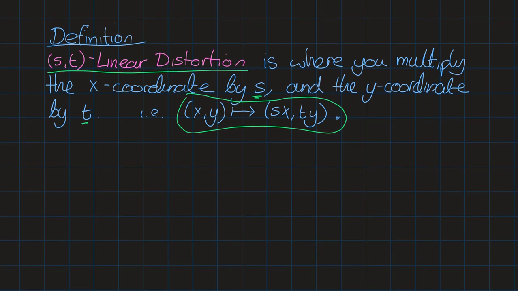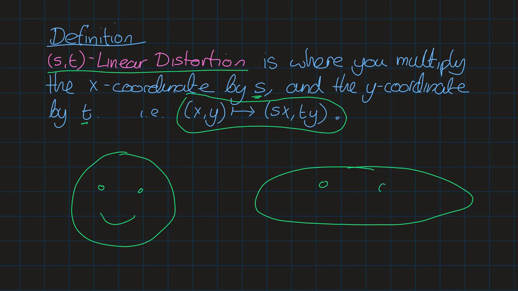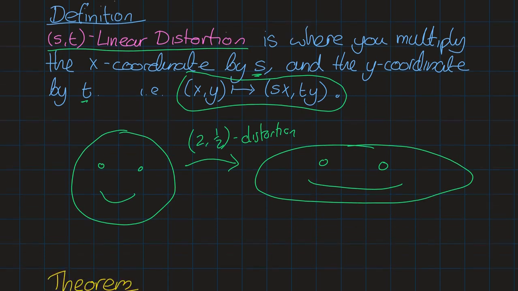And the picture that you can draw is a smiley face, and then this smiley face becomes flatter and wider. Maybe this is a 2, 1/2 distortion, because all of the x coordinates got stretched by a factor of 2, and the y coordinate got shrunk. It got stretched by a factor of 1/2. So here's roughly the idea of what ST linear distortion is.